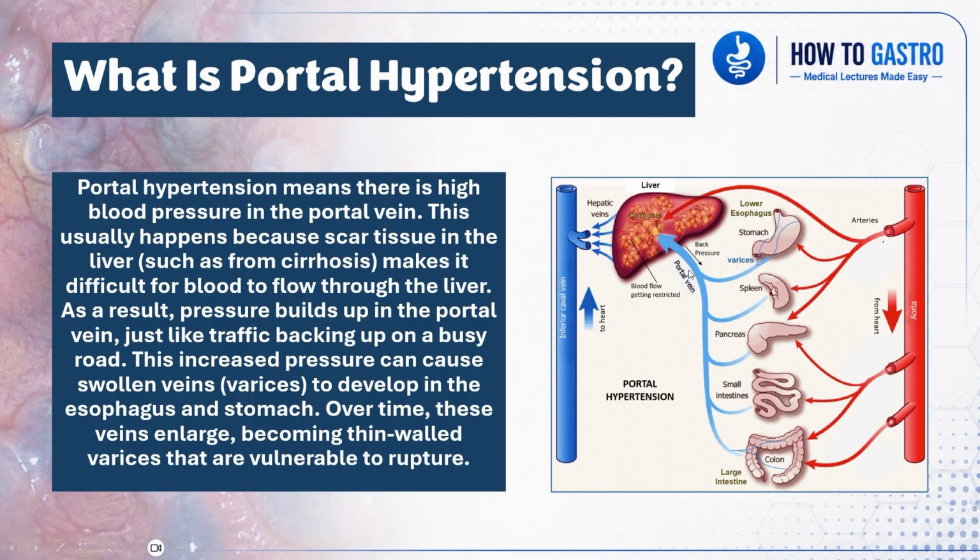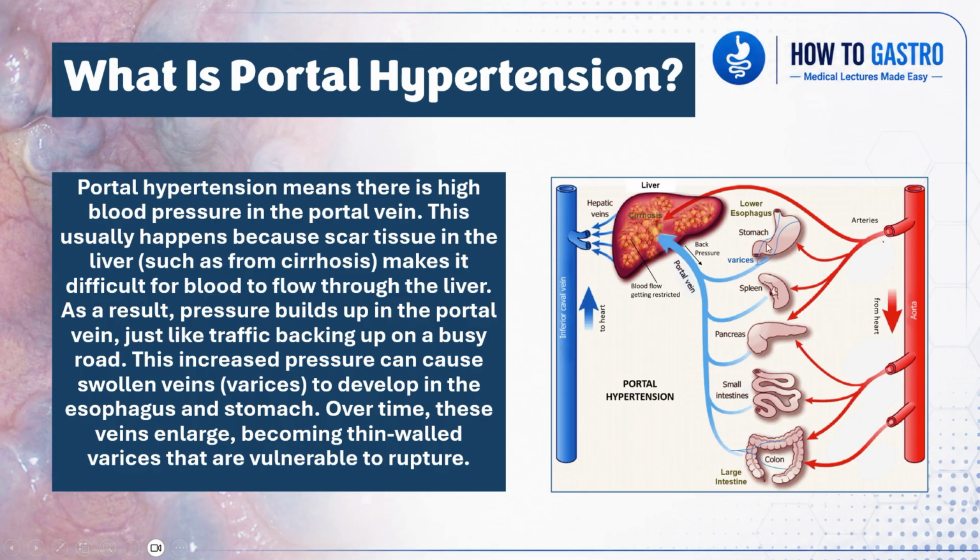Remember, the portal vein brings blood to the liver, and it drains blood from the stomach, the lower esophagus, the spleen, the pancreas, the small intestines, and the large colon. All this blood, full of nutrients, is filtered by the liver. But when there is a disease in the liver where the blood cannot flow freely, there will be a backlog in the flow, and this is what portal hypertension is. As a result, pressure builds up in the portal vein, just like traffic backing up on a busy road. This increased pressure can cause swollen veins to form, which are called varices.